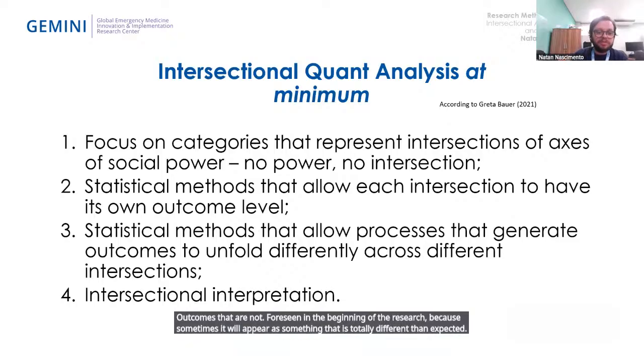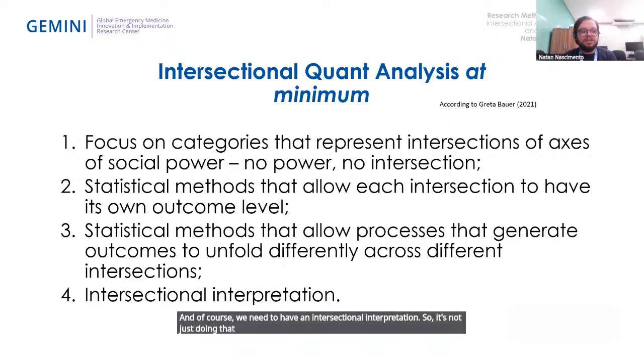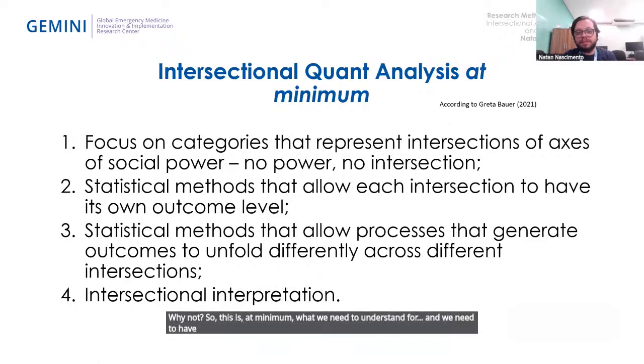And of course, we need to have an intersectional interpretation. So it's not just doing that. It's also doing a really good reading of these results and seeing if that makes sense with the literature. And if it's not, why not? So this is at minimum what we need to understand and we need to have for intersectional quantitative analysis.